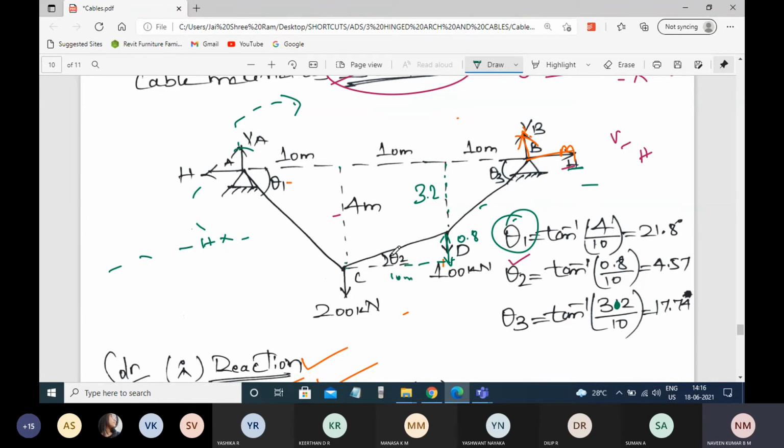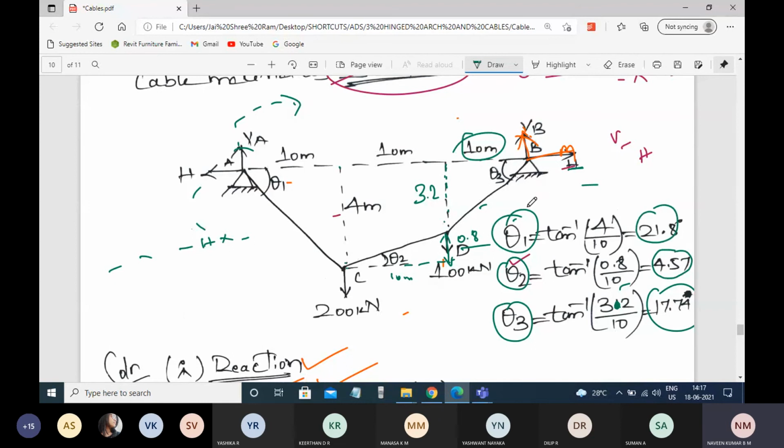Again consider tan theta equals opposite by adjacent. This is your opposite and the adjacent is 10 meter, so you can easily find theta 2, right? And theta 3 can be easily obtained. So we got this dip value. Again consider tan theta equals opposite by adjacent. The opposite is 3.2 and adjacent is 10 meter, and theta 3 equals 17.74 and theta 2 equals 4.57.